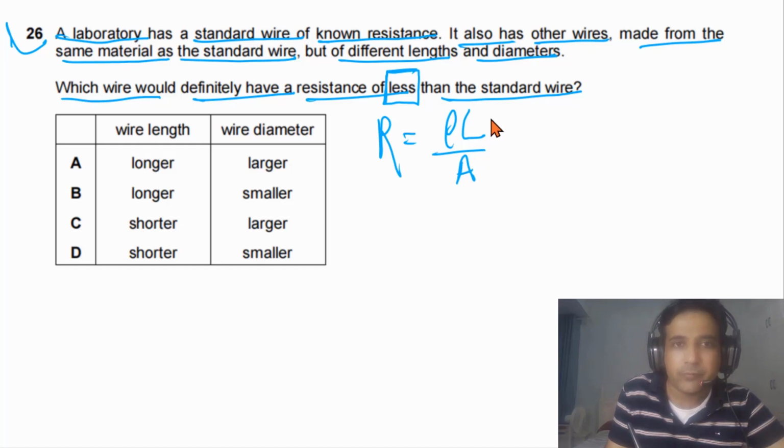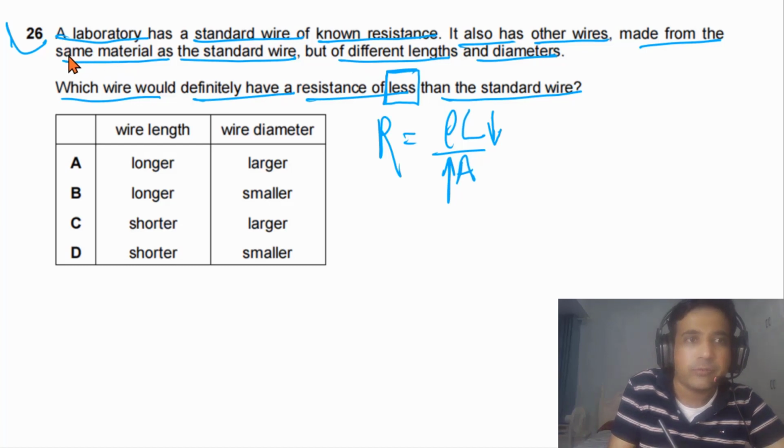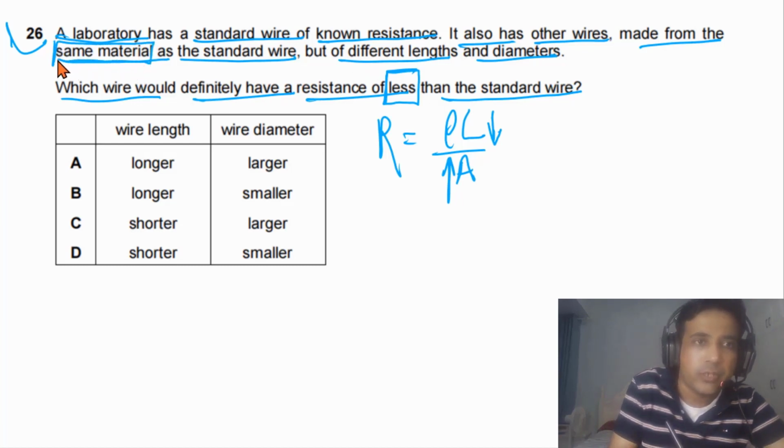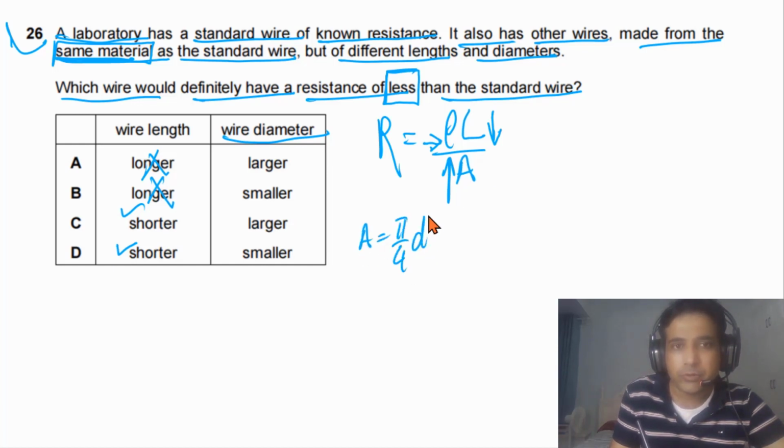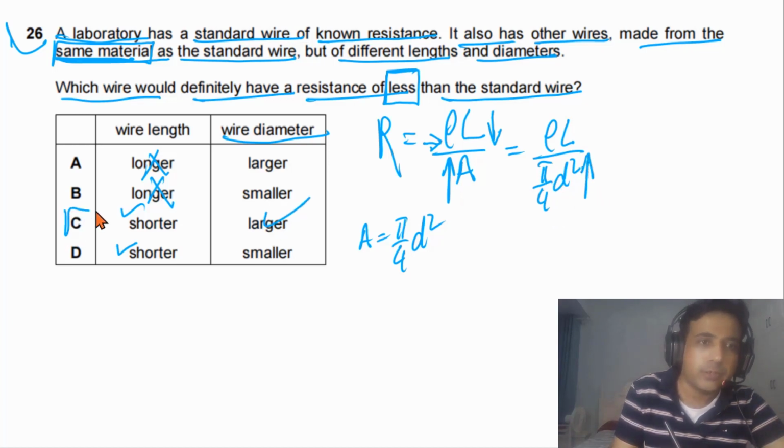Resistance will be less if the length is shorter and the area is larger, because in the question it is given that they are made of the same material, meaning the resistivity is the same. So this one is the same. A longer wire, no, it has to be shorter. So the answer can be C, or the answer can be D. The wire diameter has to be larger, because area is equal to pi by 4 d squared. So we can also write here rho L divided by pi by 4 d squared. So D has to be larger. So the answer for this question is C.